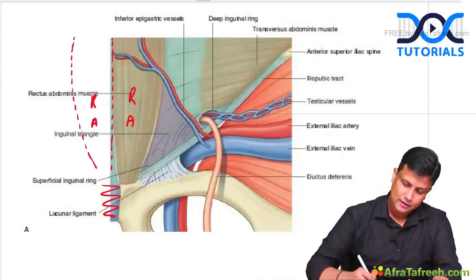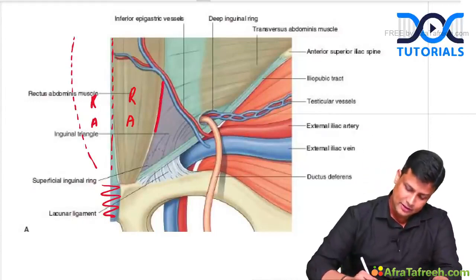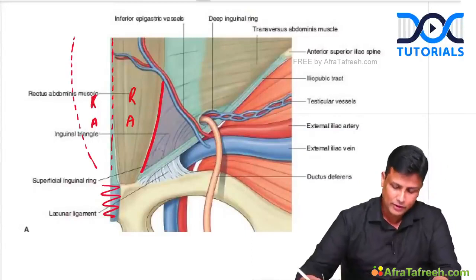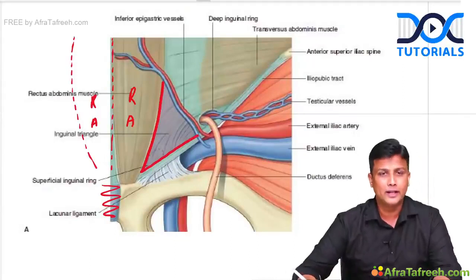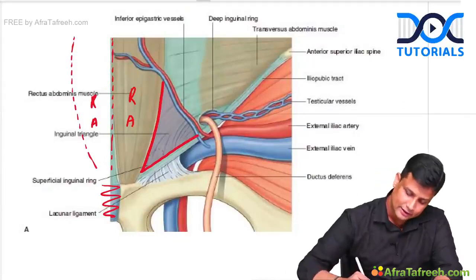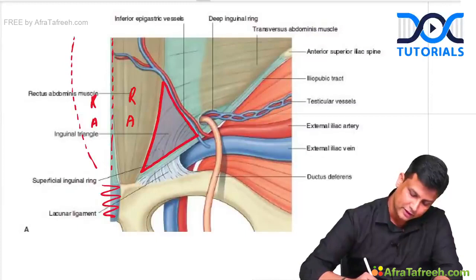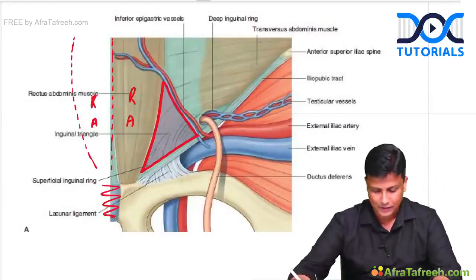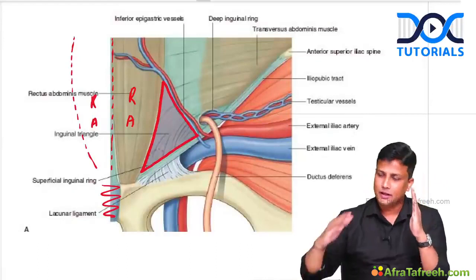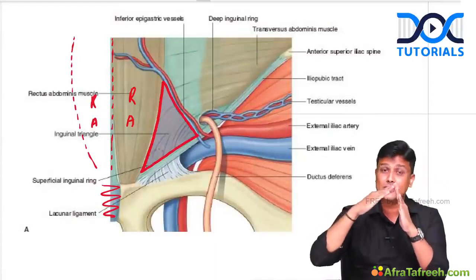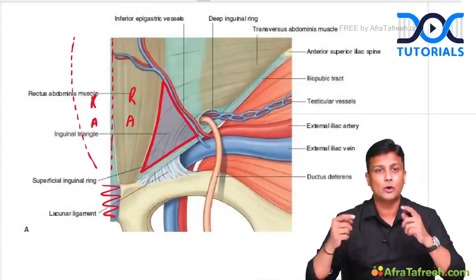Okay. Now rectus abdominis muscle will be forming the medial boundary. It's toward the medial side. This ligament that you're able to appreciate here is the inguinal ligament. And these blood vessels over here will be the inferior epigastric blood vessels. I repeat again, rectus abdominis muscle towards the medial side, inferior epigastric vessels towards the lateral side, and below, the base will be formed by inguinal ligament.